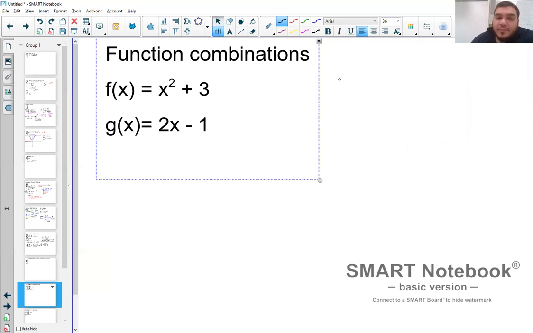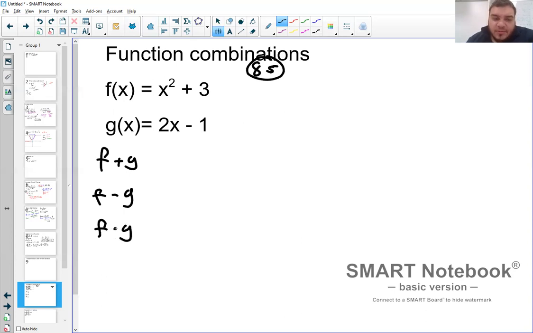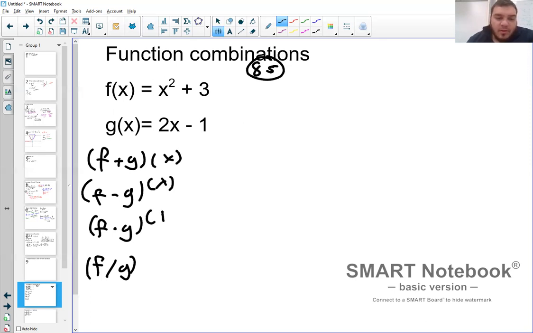All right, function combinations. In the review, this is question number 85. And they ask you to do f plus g, f minus g, f times g, and f divided by g, of x. I think they're all of x. Let me just check real quick. Yep, and they ask you the domain, you don't have to worry about the domain part.